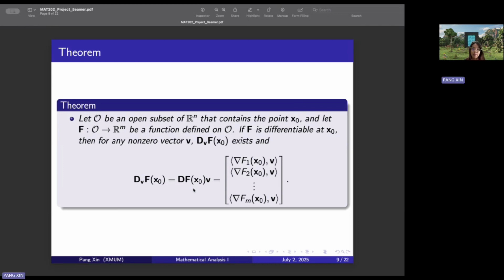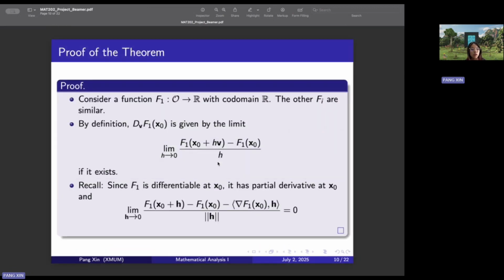Now here's the powerful result. Let O be an open subset of R^n that contains the point x0, and let f be a function defined on O. If f is differentiable at x0, then for any non-zero vector v, D_v f(x0) exists, and we can write it in the vector form. It means that if the function is differentiable, the directional derivative in direction v can be computed as a dot product between the gradient and the direction vector.